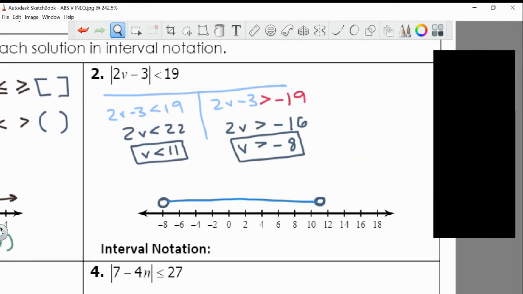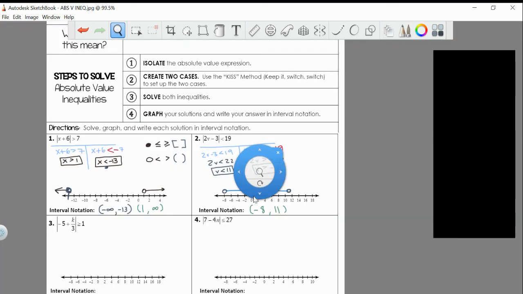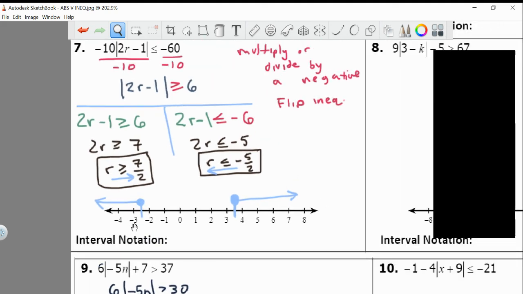Now let's go do number 2. This one should be considerably easier. We don't have any infinities, right? We're stuck between those two numbers. So from what number? From negative 8 until what number? No. 11, right? Comma in the middle, brackets or parentheses? Parentheses. Right, because we got open circles mean parentheses. Okay? Let's go down. Let's do number 7.